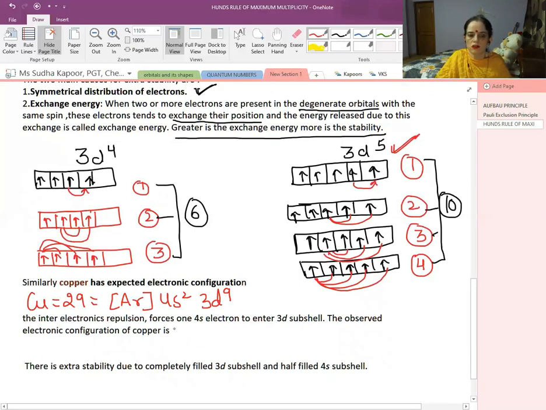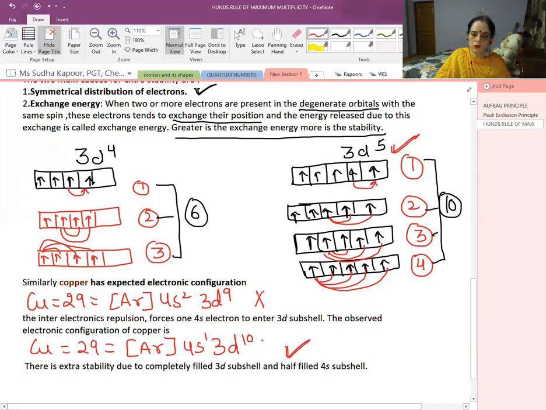Now again, the interelectronic repulsion forces one of the 4s electrons into the 3d, and now the observed configuration, the exceptional configuration for copper 29, is written as argon 4s1 and 3d10. Now what we can see is 3d10, the fulfilled nature. So it is the accurate one, and this is ruled out.